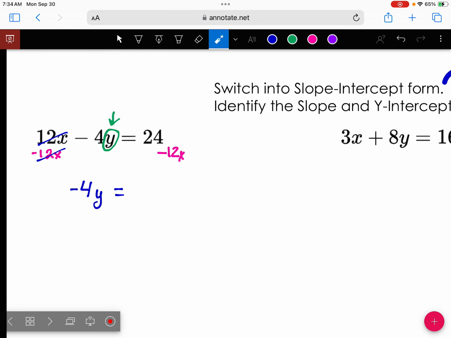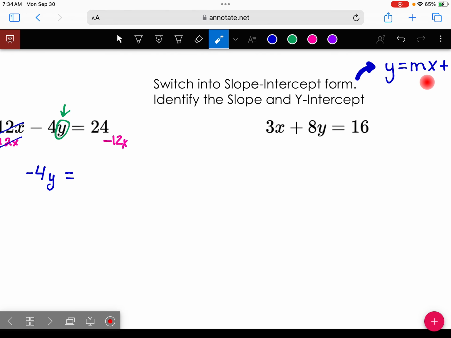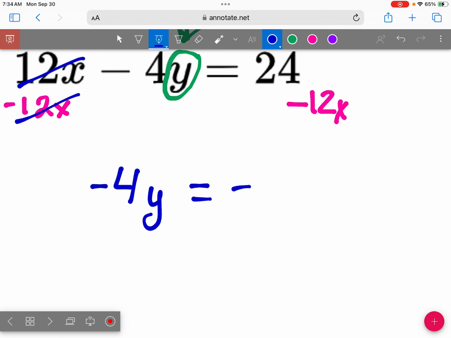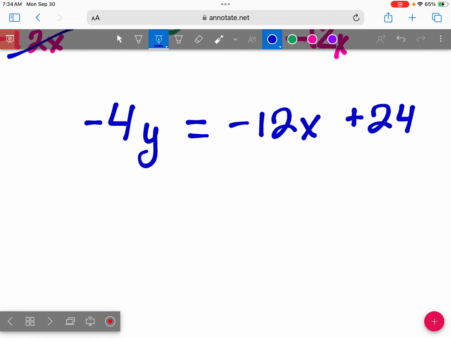However, if we look at our slope-intercept form, we usually like the mx in the front. So I'm just going to scooch the 12x into the front. So we have a negative 12x and a positive 24. That puts it into our mx plus b kind of setup. We like the x in front. You don't have to, but then you have to be super duper extra careful when it comes to identifying what your slope is.